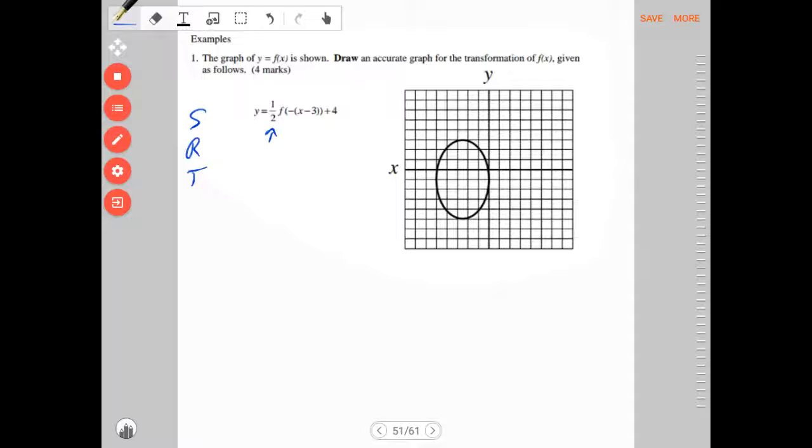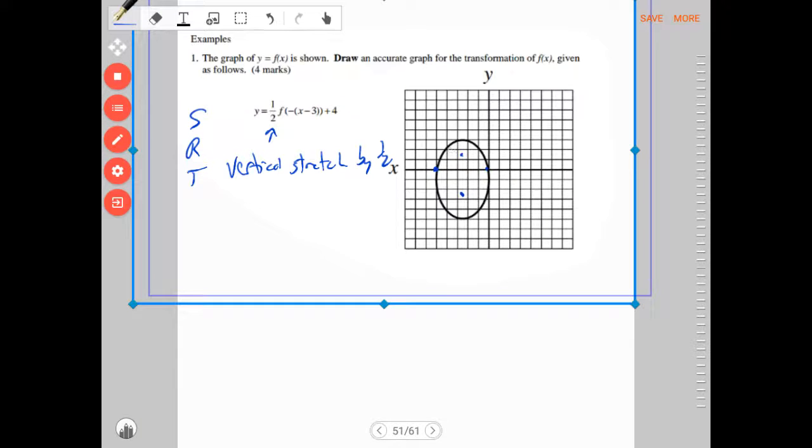So first things first, stretches. There's a stretch there, a vertical stretch by a half. That means we take all the y coordinates and multiply them by a half. This guy's y coordinate is 3, so he goes down to positive 1.5. That guy's y coordinate is 0, so he stays there. This guy, 1, 2, 3, 4, 5, so 5 times a half is 2.5. So there's our vertical stretch, and if I can just draw that now.